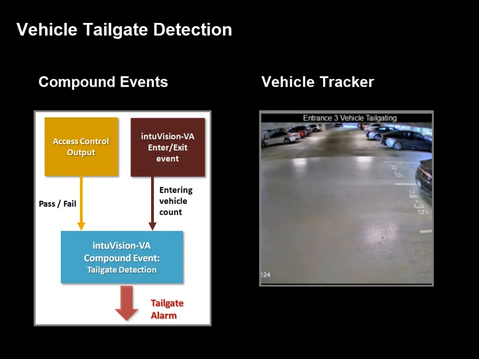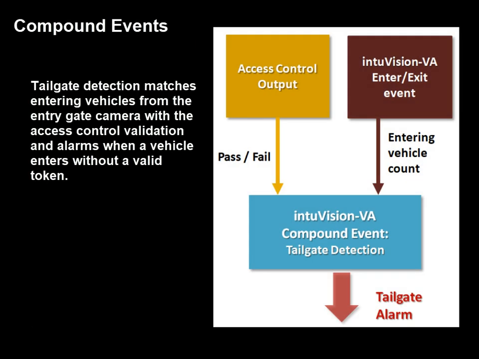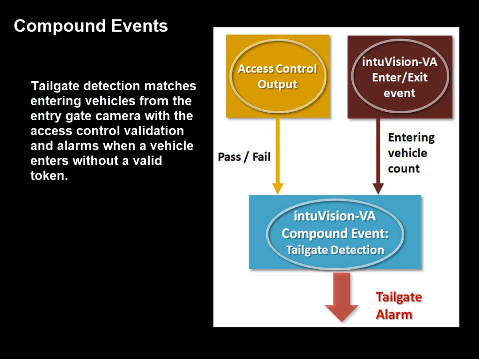Vehicle tailgate detection uses 2 unique capabilities of intuVision VA, compound events and the vehicle tracker. Our compound events let you combine intuVision VA events and third-party triggers to create conditional alarm scenarios. The tailgate detection is a compound event comparing entering vehicles with access control signals to determine tailgating.